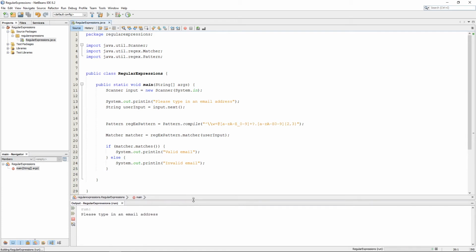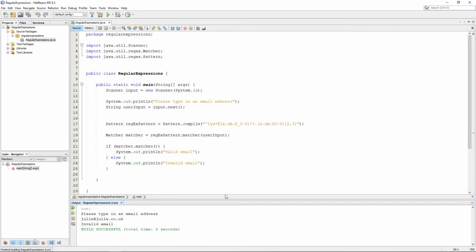So if I run it, please type in an email. If I type in just loads of ats and some dots, it's going to go, that's an invalid email address. All right, please type in an email address. Let's go, julie@julie.com, valid email address. Interesting. So what if I did julie@julie.co.uk.